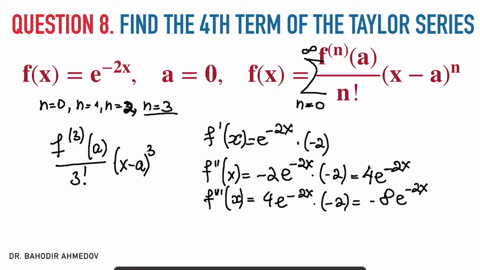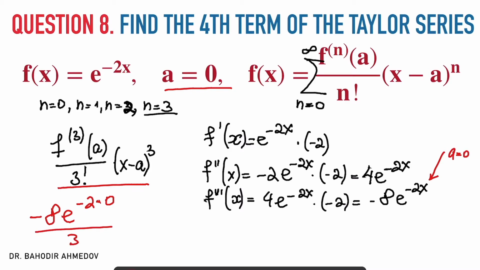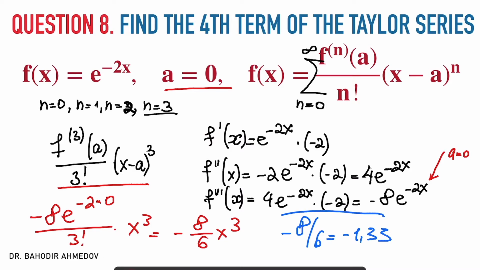So we have to evaluate this term when a is equal to 0, right? So it's going to be minus 8 e to the power of minus 2 times 0, because x should be equal to 0. We are going to substitute a to be equal to 0, divided by 3 factorial times (x minus 0) cubed. That's going to be minus 8 divided by 6 times x cubed, and the coefficient before the x cubed is going to be minus 8 divided by 6, which is minus 1.33. That's going to be the fourth term of the Taylor series, or the coefficient before the x cubed term of the Taylor series.